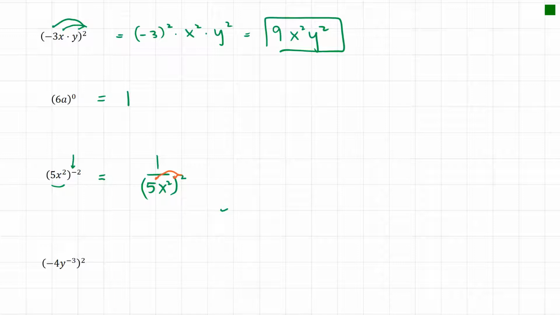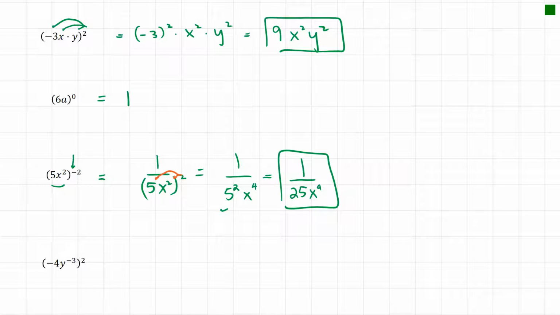So that means that the 5 is squared and the x is squared to a power of 2. So that means you're multiplying those two. 2 times 2 is 4. Simplifying the 5 squared, we get 25 x to the 4th. So that is one solution where we flip the fraction first.